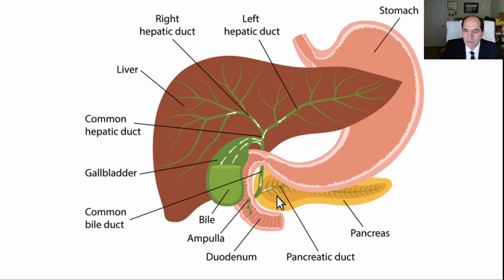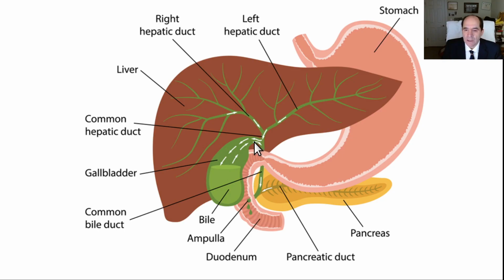The other thing to notice is that the pancreatic duct is right here. The pancreas makes lots of enzymes for digestion of food. It connects to the common bile duct. This is right here called the ampulla of Vater, and this is the sphincter of Oddi, where it opens up and the bile drips into the duodenum.